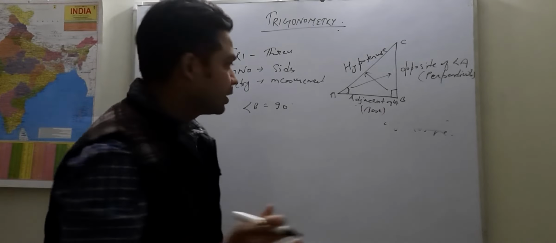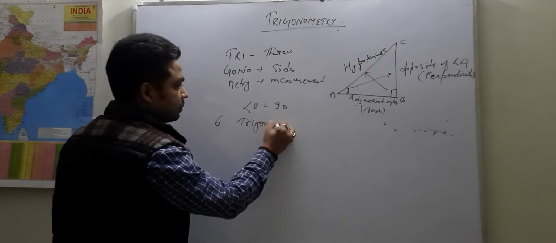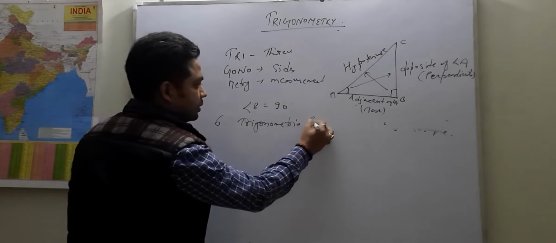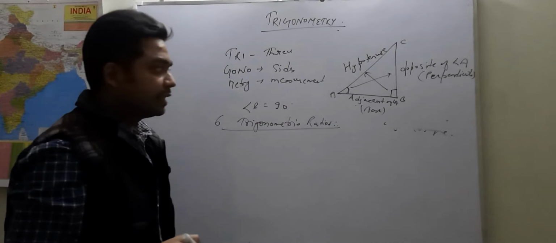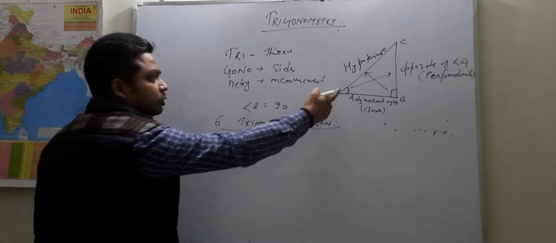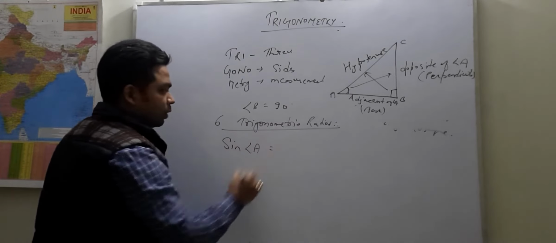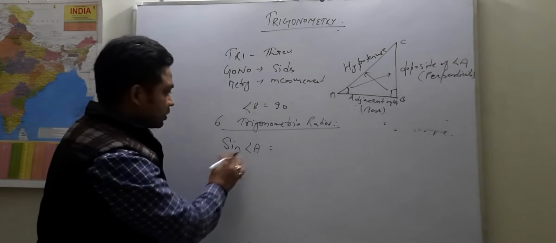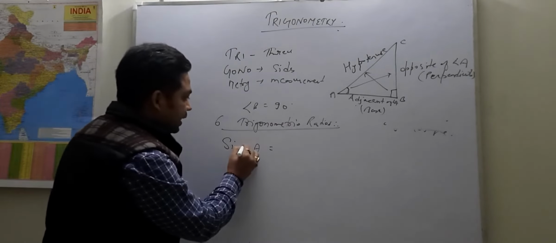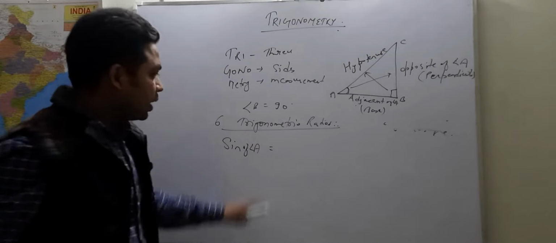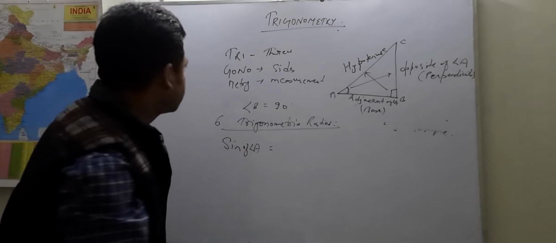Basically, there are 6 trigonometric ratios. We will find each and every ratio with respect to this angle A. If I want to find sine of angle A, what is the meaning of sine A? We can write this as sine A or sine of angle A. See, there is one formula to remember this.